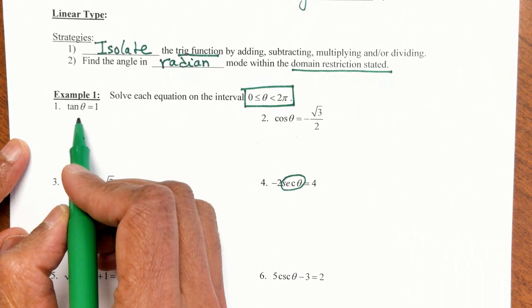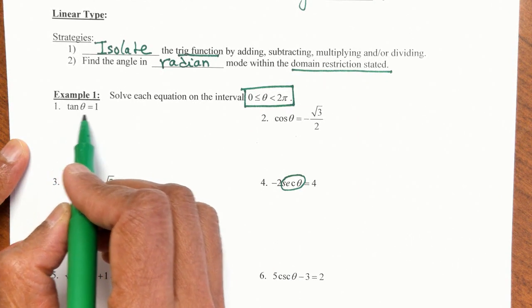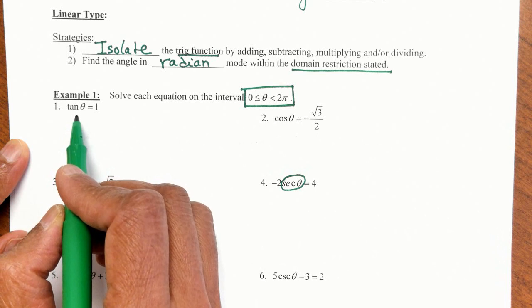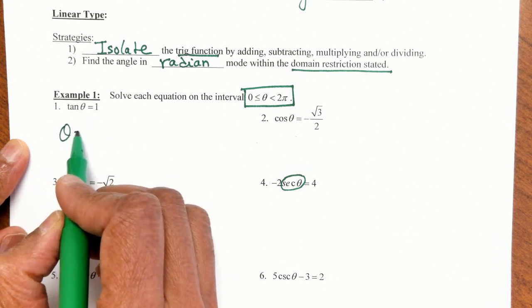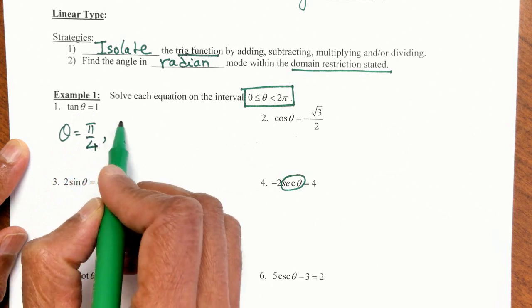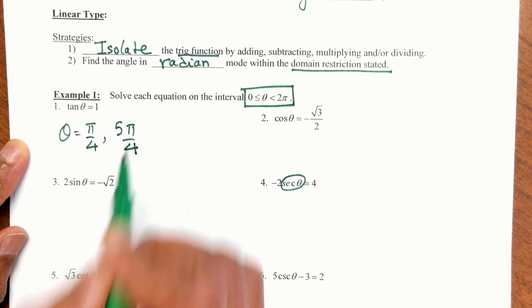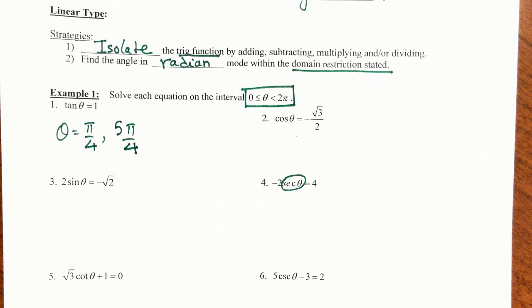Right, okay. So we already solved for this. Tan theta equals 1. At what value of the angle will tan theta equal 1? We already talked about it. It's going to be theta equals pi by 4 and 5 pi by 4. Everybody okay?